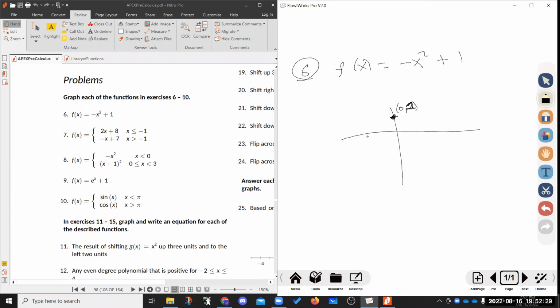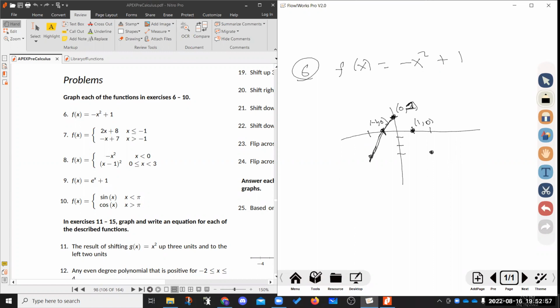That it's going to open down. So it's going to go to 1, 0. It's going to go over here to -1, 0. When I go 2 to the right, I'm going to go 4 down. So 1, 2, 3, 4. And 2 to the left, I'm also going to go 4 down. And it's going to look like this.